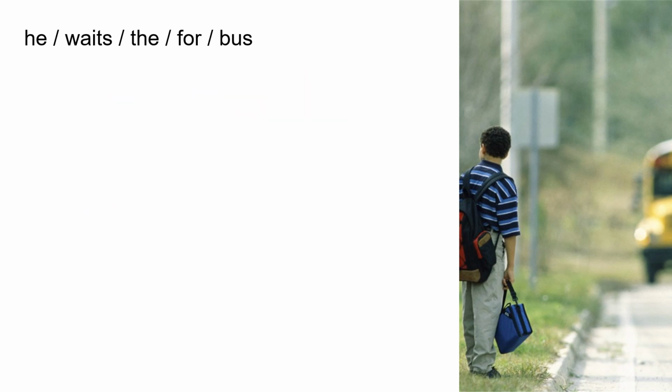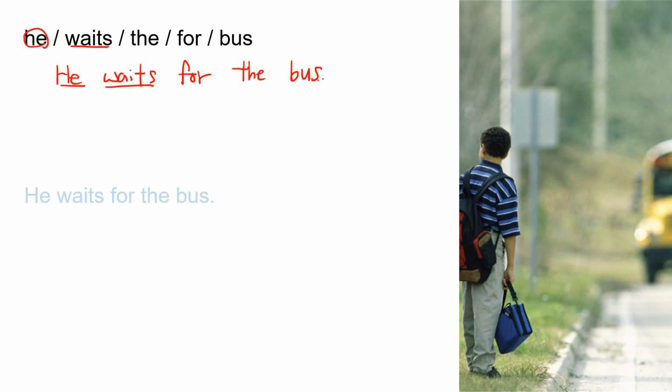The last sentence, we have he as the subject and then wait as the verb. He waits. Wait, but third person singular s. And after wait, we usually use for. He waits for the bus. Here, he waits for. He waits for the bus. One more time. He waits for the bus.